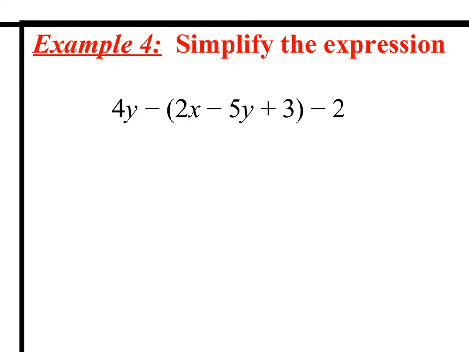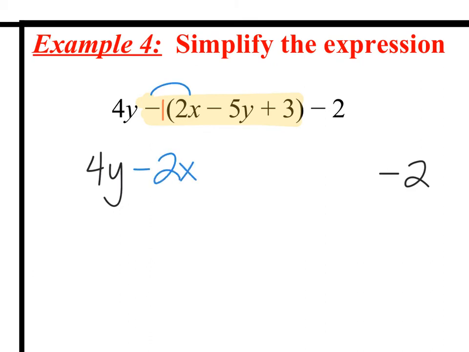On example 4, you are not distributing 4y. You are distributing a -1. So we're going to keep this 4y in front. We'll keep this -2 at the end. Now let's deal with our distribution in the middle, which is this. Distributing -1. -1 times 2x is -2x. -1 times -5y is positive 5y. -1 times positive 3 is -3.